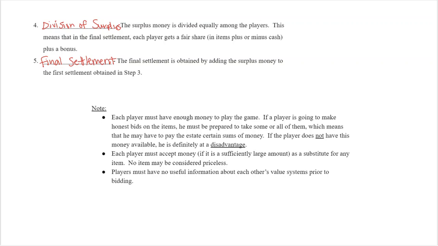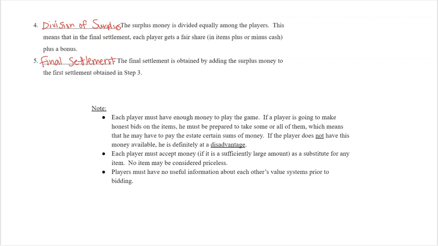So a couple extra pieces of information. With this method, everyone has to have cash. They have to have enough money to play the game. If you are going to make an honest bid on the item, then you have to be prepared to possibly win all of those items and have to pay a decent amount in cash. If they do not have cash available, a player is definitely at a disadvantage because they cannot make honest bids.